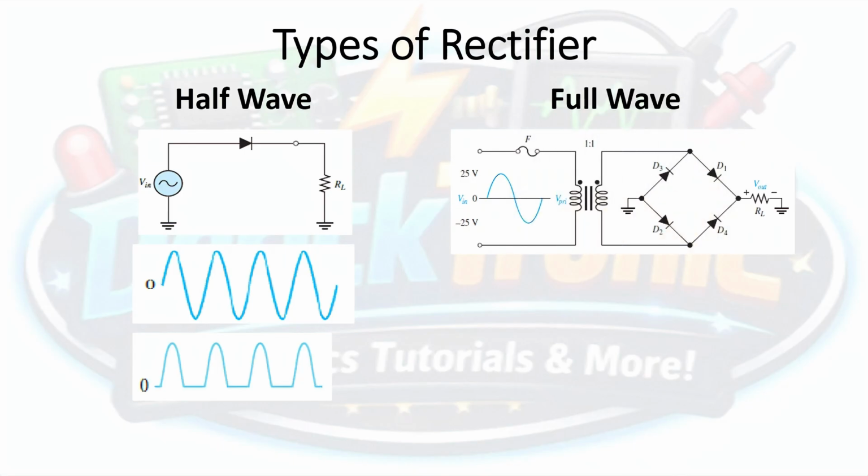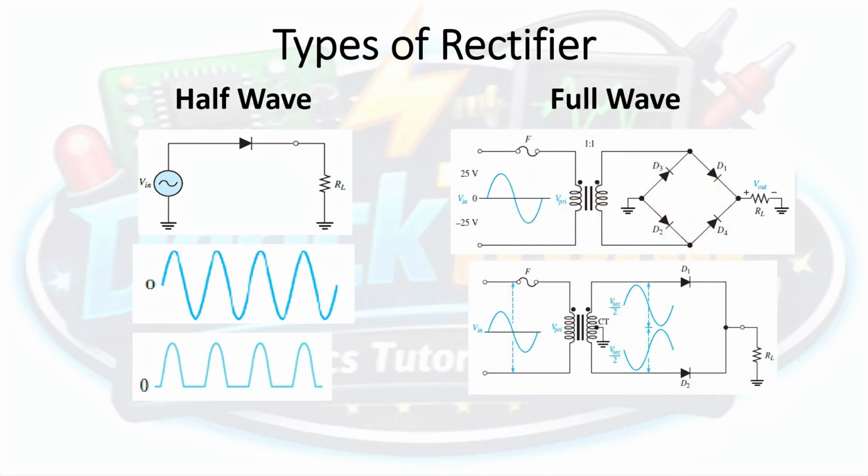A full-wave rectifier, on the other hand, makes use of multiple diodes. There are two popular implementations of this circuit. The first one, the one shown at the top, is the full-wave bridge rectifier. This is the circuit we will be constructing later on in this video. The one at the bottom is a center tap transformer implementation of the full-wave rectifier.